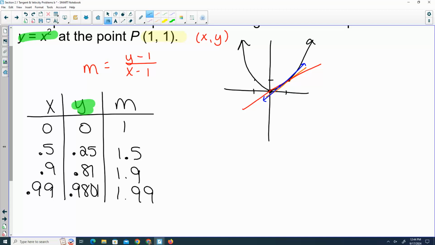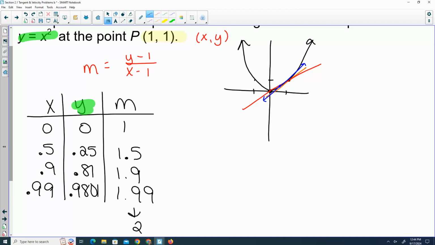We can keep playing this game. Can I get closer to 1? Yeah. Is there a closest number to 1? No. Have we done enough that you think you could predict what this slope is? What do you think it would be? Looks like it's going to 2. Do we agree with that? And if we couldn't tell, we would need to put in some more x's.